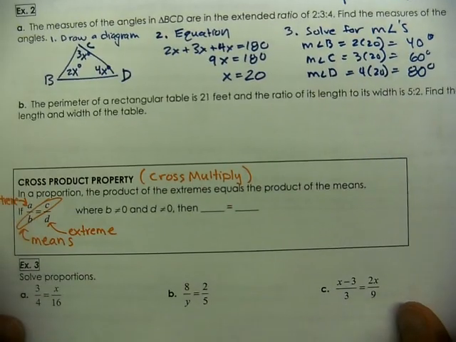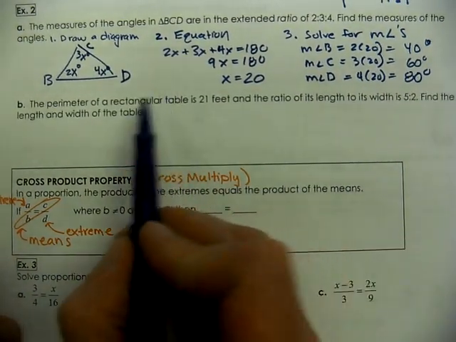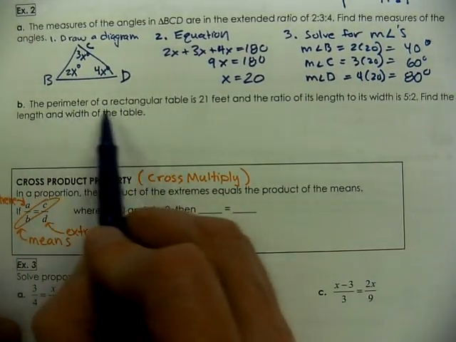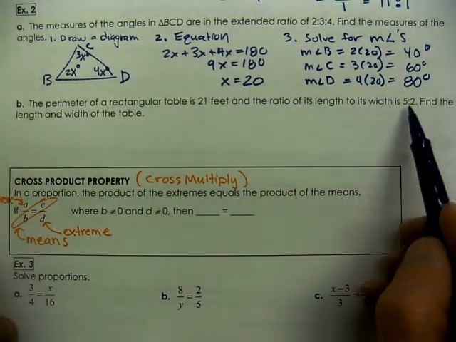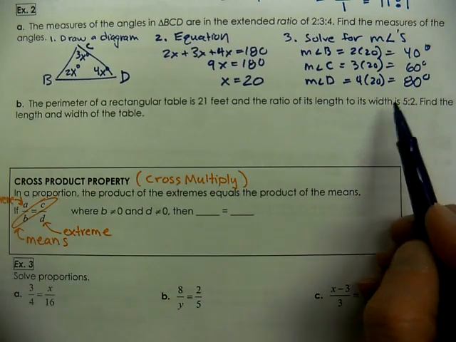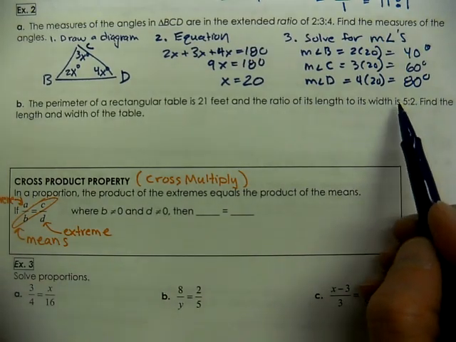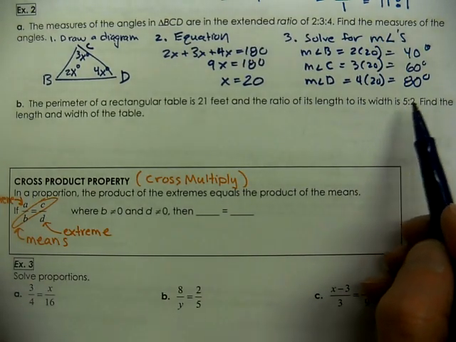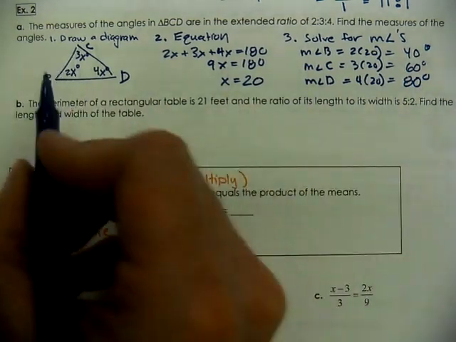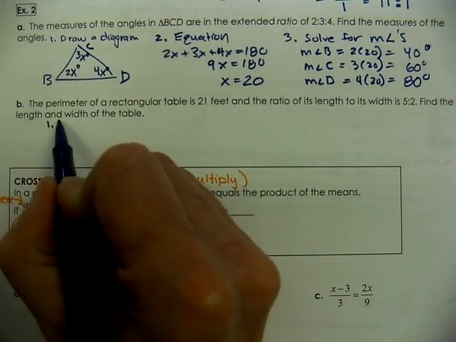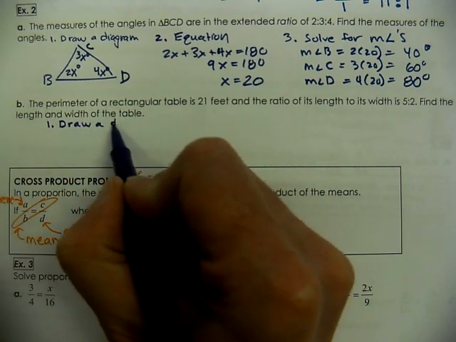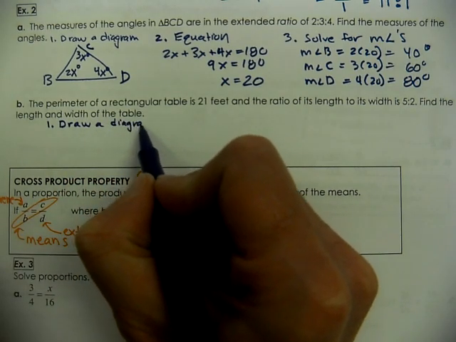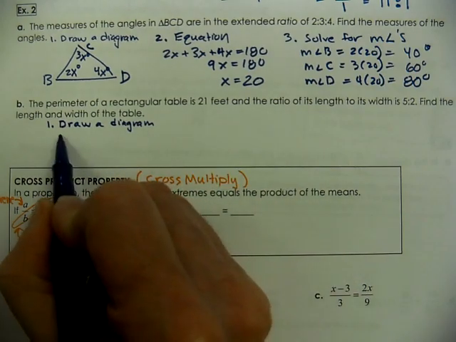Let's look at another. Here in part B, we're talking about a rectangle. So the perimeter of the rectangular table is 21 feet, and the ratio of the length to width is 5 to 2. Well, that's only 2 numbers, so it's not exactly an extended ratio. It's a ratio. But once again, we're going to go through this same sequence of steps where we start off by drawing a diagram. And in this case, it's a rectangle.